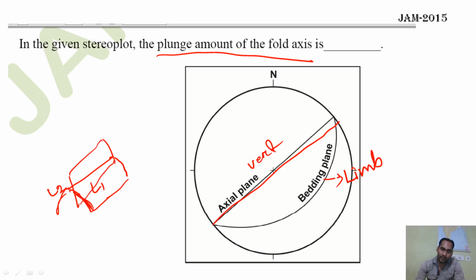This is the axial plane. It is passing through the center, which means it is vertical. Limb 1 is here, and limb 2 will be like this. This is limb 2, this is limb 1. So where is the axis? This one is the axis, or hinge line.